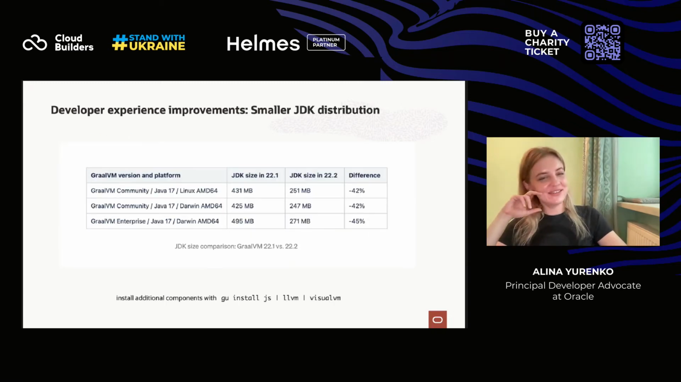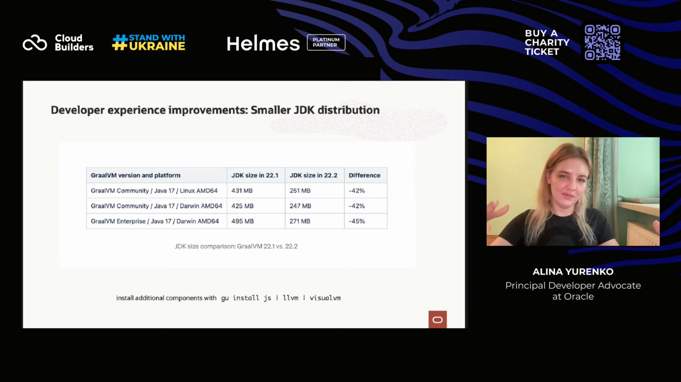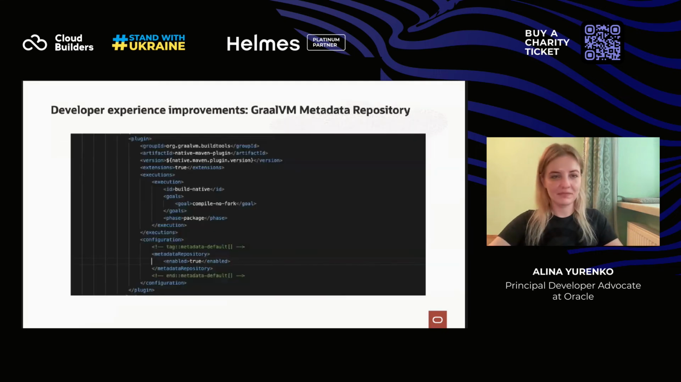One more change I wanted to mention related to developer experience improvements: we now have a smaller JDK distribution. Components like JavaScript and LLVM are no longer part of the base distribution, but they can be installed separately. This way you get a more modular, smaller base distribution. If you need components that were removed from the default distribution, you can just install them with one quick command. As an outcome, you get a JDK of around 200 megabytes, which makes it way smaller and more lightweight.